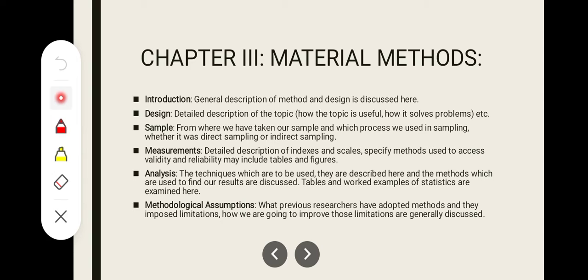Direct sampling includes that when sample is taken from actual population, or it may be called raw sampling, or indirect sampling. Indirect sampling includes that sampling which is done from the documents or already established data or record of the characteristic population. Measurements. Detailed description of indices and scales, specify methods used to assess validity and reliability, may include tables and figures. Analysis. The techniques which are to be used are described here, and methods which are used to find our results are discussed. Tables and worked examples of statistics are examined here.